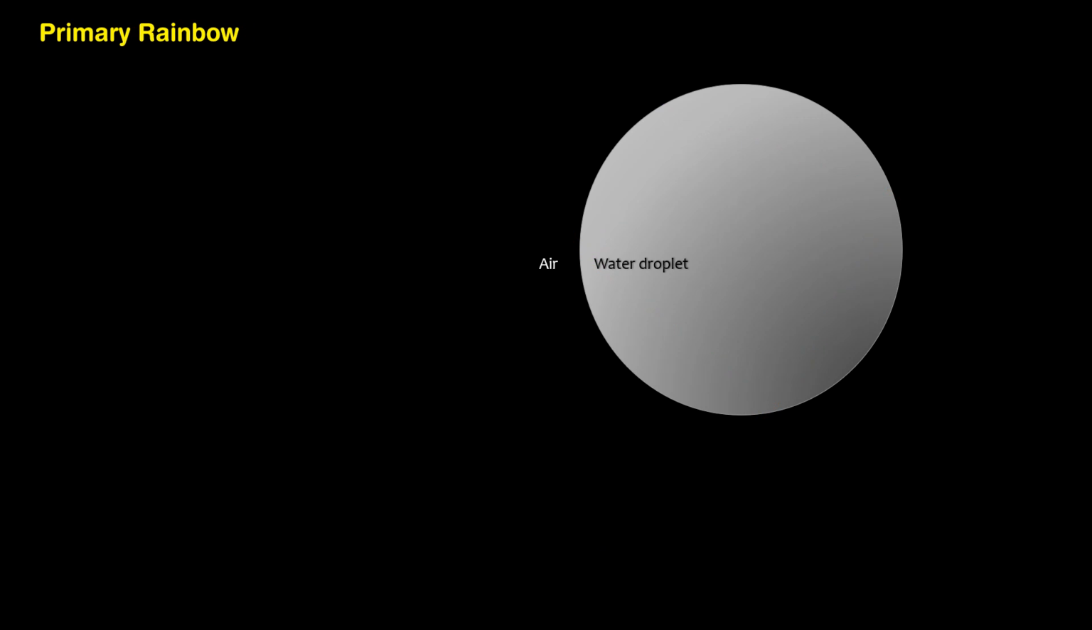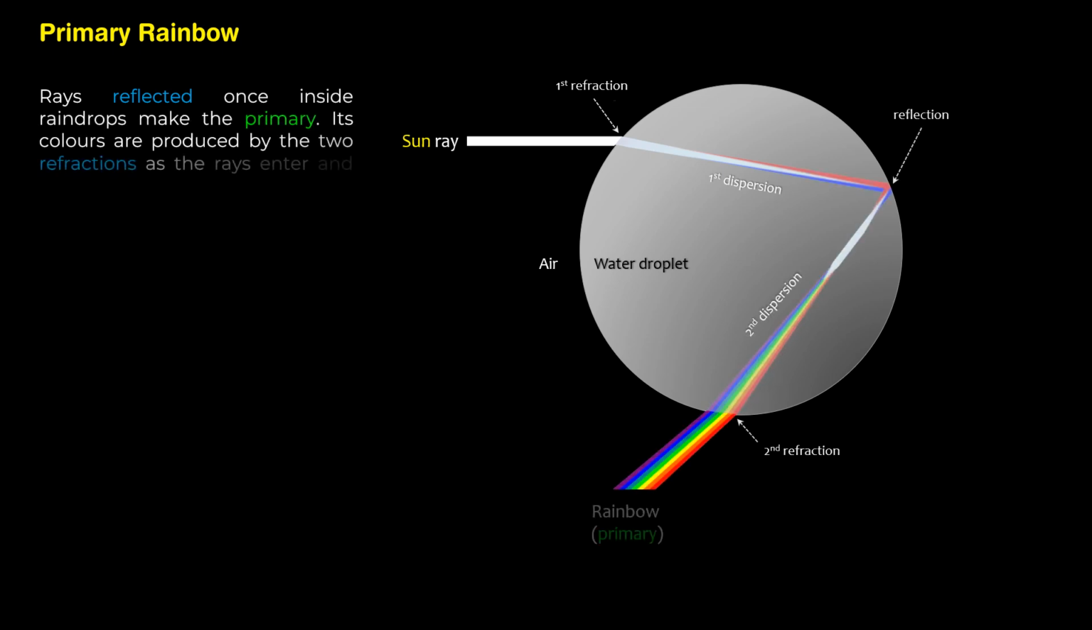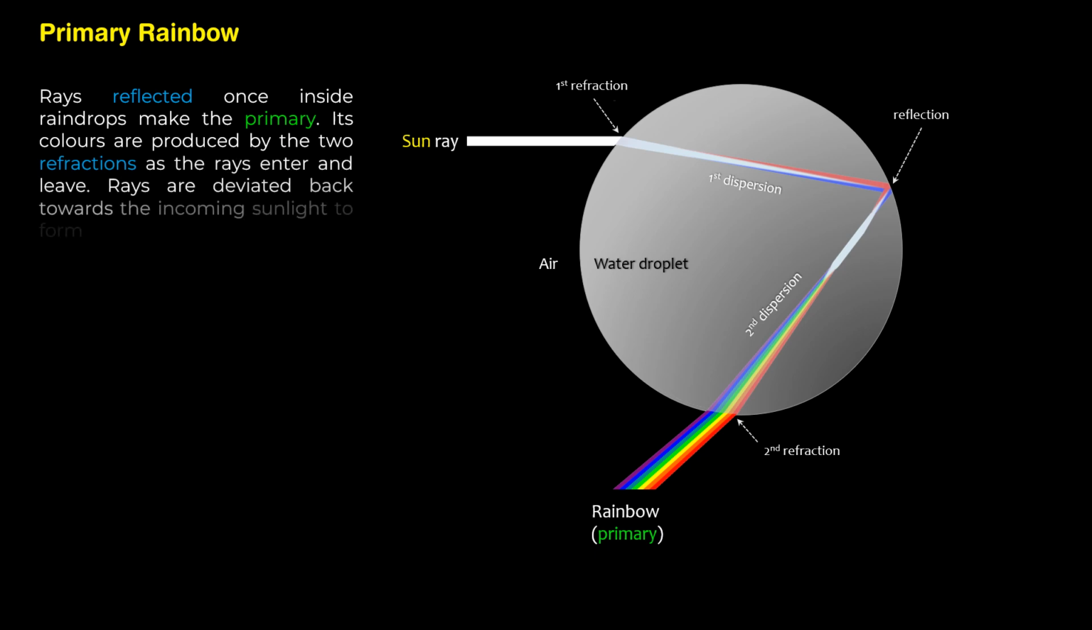Primary rainbow. Rays reflected once inside raindrops make the primary. Its colors are produced by the two refractions as the rays enter and leave. Rays are deviated back towards the incoming sunlight to form a bow appearing opposite the sun.